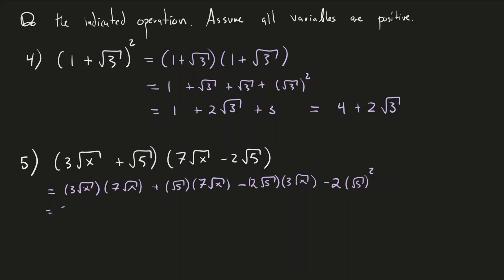So this simplifies down to 21x, because we have the square root of x times the square root of x. Here we get a plus 7 square root of 5x. Here we get a minus 6 square root of 5x. And we get minus 2 times the square root of 5 squared, which is 2 times 5, which is minus 10. So this fully simplifies down to 21x minus 10 plus the square root of 5x. This is now fully simplified. Again, this behaves just like polynomials, except you know what some things are when they're squared.